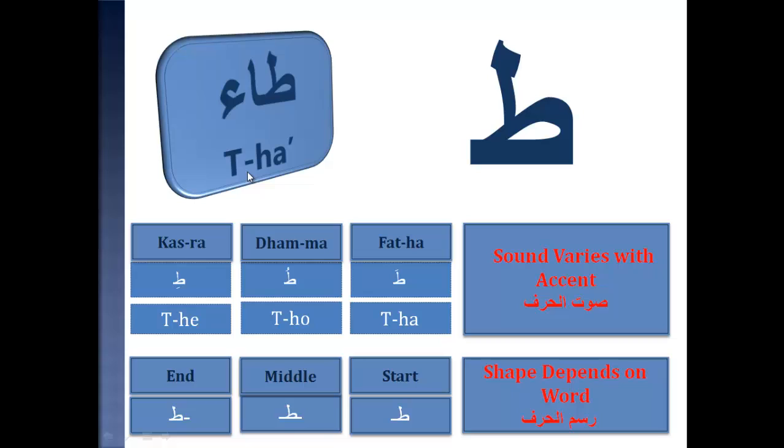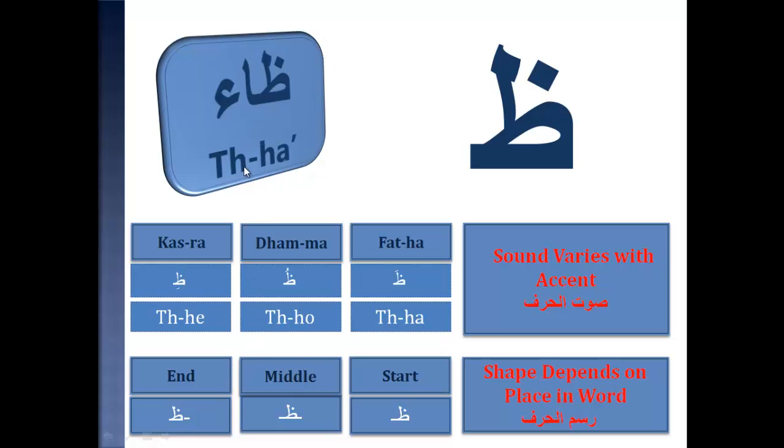The next letter is ta. The three sounds are ta, tu, and ti. This letter keeps its shape whether it's in the beginning, middle, or end. The next letter is za, and the three basic sounds are za, zu, and zi. Similar to the ta, za keeps its form in all three positions.